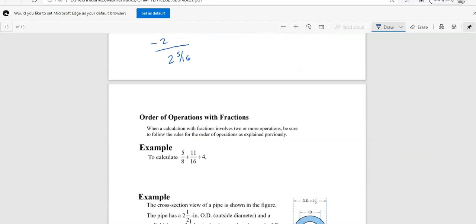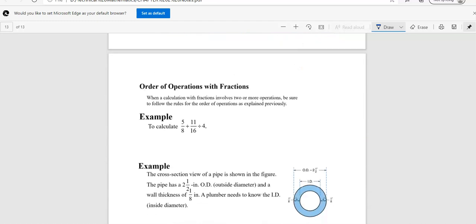Okay. Order of operations with fractions. When a calculation with fractions involves 2 or more operations, be sure to follow the rules of order of operations. So the Please Excuse My Dear Aunt Sally: parentheses, then exponents, multiplication and division first, and then addition and subtraction. So I have to do the division before I do the addition.